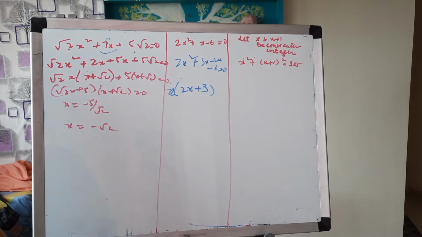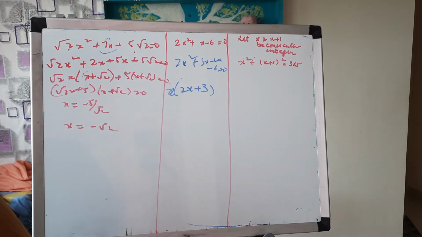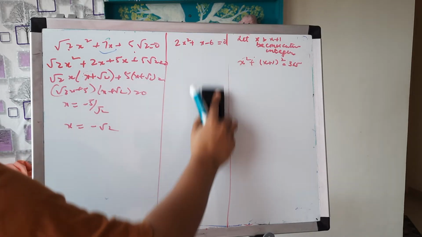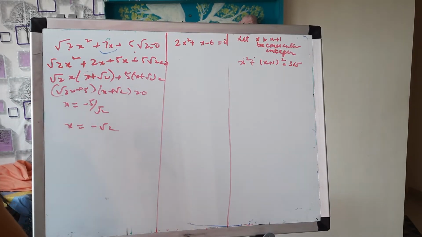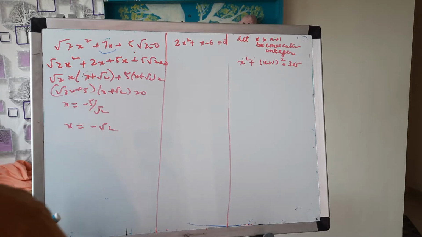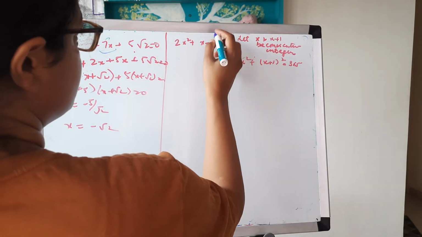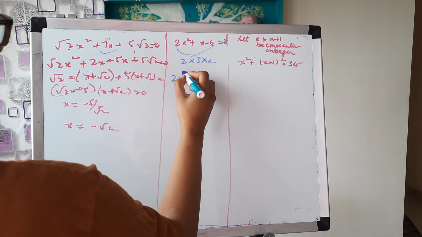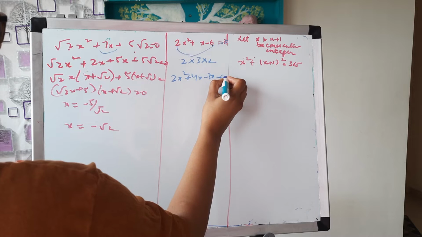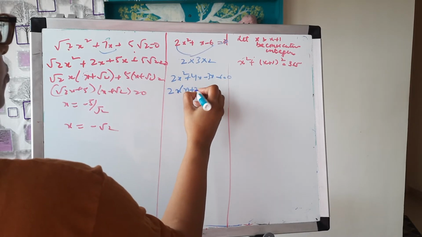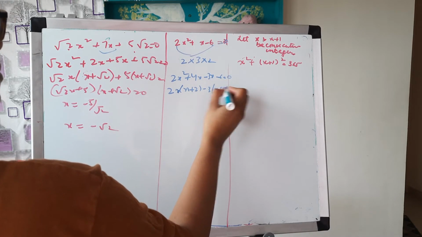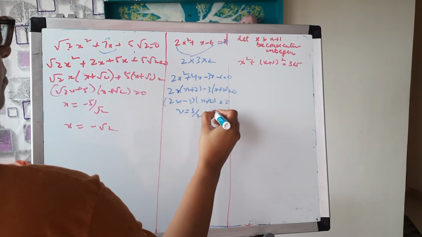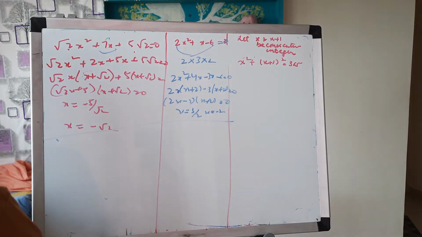There's some mistake here. What is the equation? It is minus 6, right? So this is 2 into 3 into 2. So it will be 2x square plus 4x minus 3x minus 6 equal to 0. x plus 2 into 2x minus 3 equal to 0. I can do more questions like this.